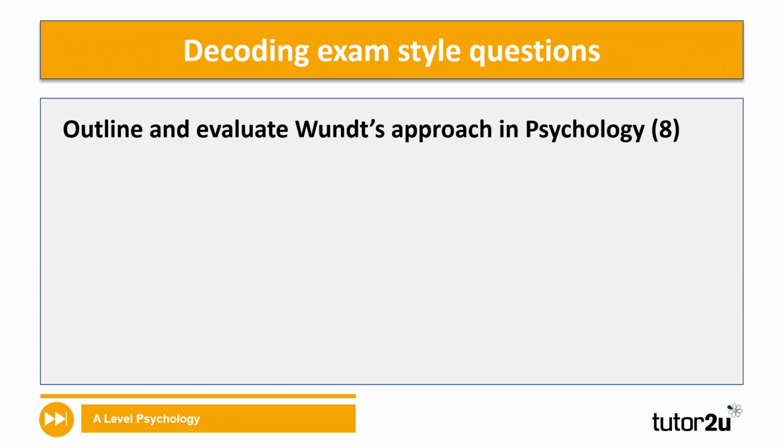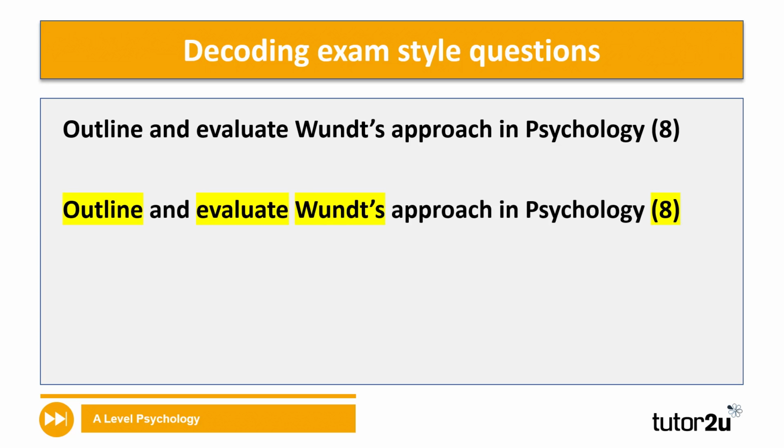Now, if we look at the 8 marker, one of the good habits for you to get into is to decode all of the exam questions. So if we do decode this question, we will notice that it's asking us to do both outline and evaluate. So any candidate that only does one or the other is not going to reach anywhere near a top level answer. We only want to focus on Wundt's approach, and the question's worth 8 marks, which indicates how much time we should spend on it, but also the amount of depth of knowledge that we should demonstrate in our answer as well.